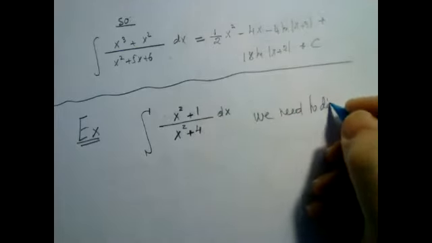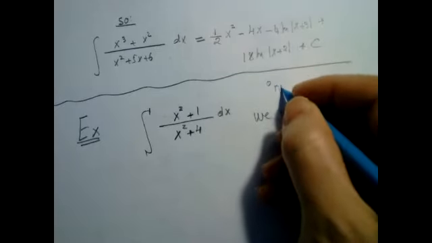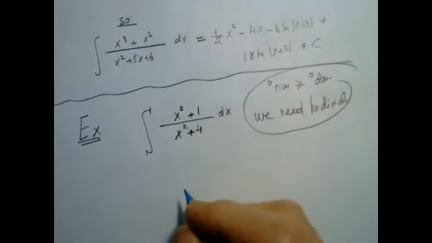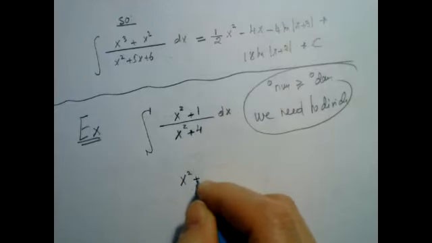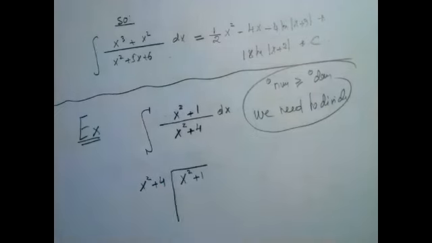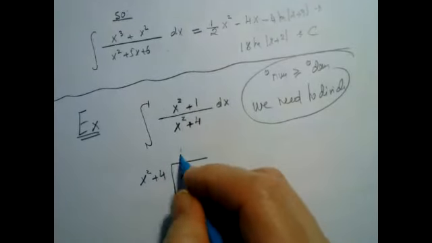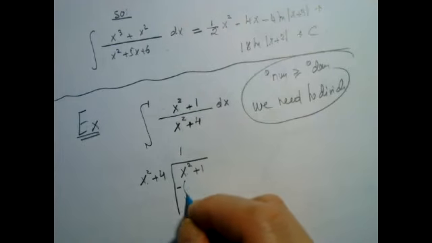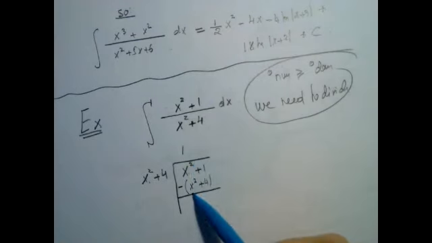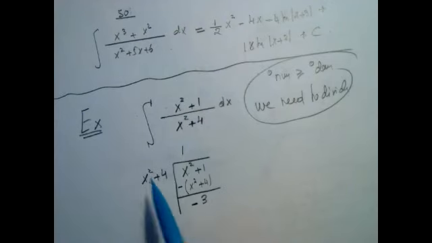So whenever you have the integrand, you actually ask yourself, so here degree of the numerator is larger or equal. We have to divide. All right, so let's divide. This will give me 1, x squared over x squared plus 4. And then x squared minus x squared cancel each other out. 1 minus 4 would give me minus 3. I stop because the degree here is 0, less than the degree here.